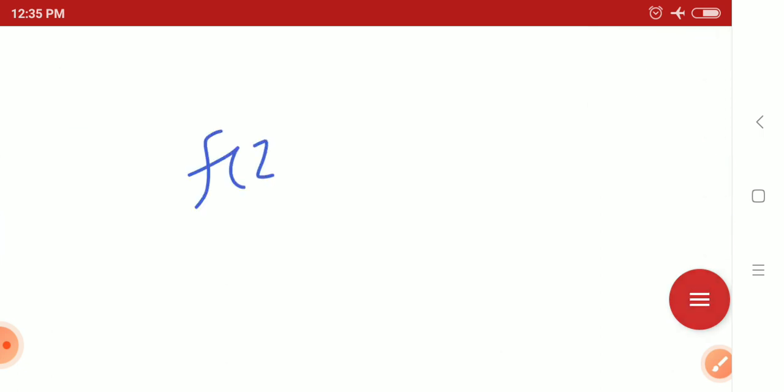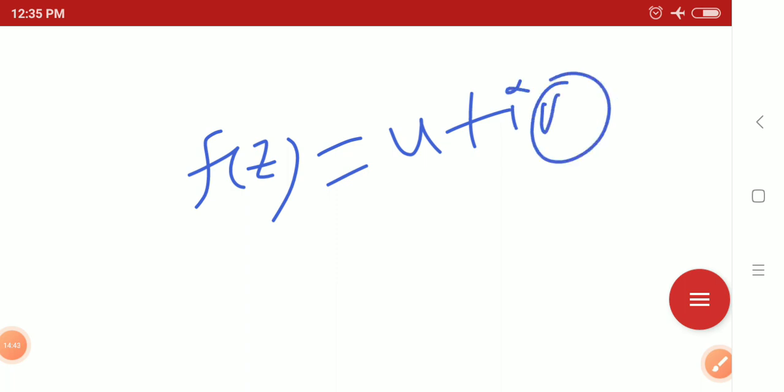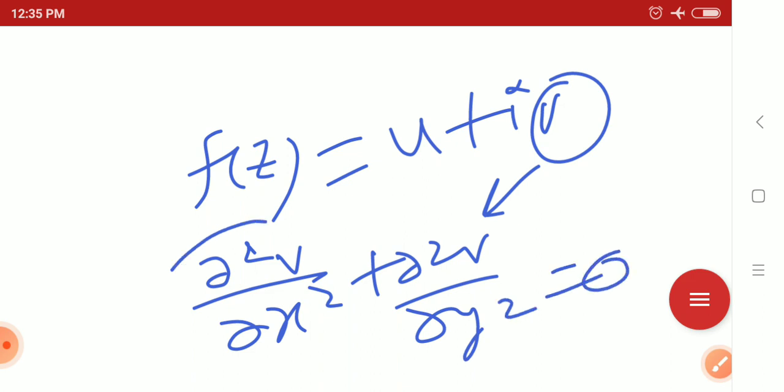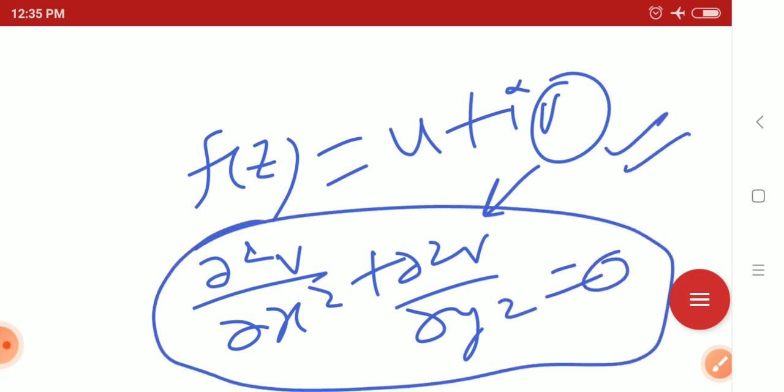That means f(z) equals u plus iota v. Suppose someone asks how we can say that v is analytic. Then we will show that del two v by del x square plus del two v by del y square, if it equals 0, then v is analytic. We will do problems and numericals on this topic in the next video.